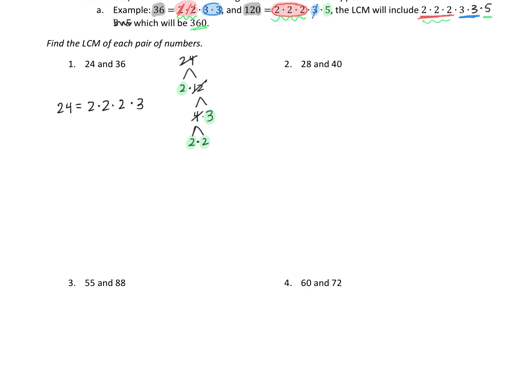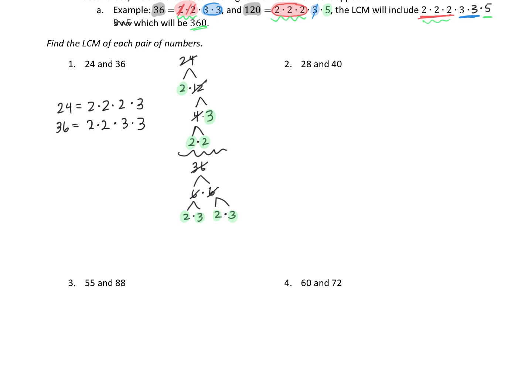And now we're going to do the same thing for 36. So it's important to make 2 lists. You make one list for each number, and then you compare them. So 36 I could break down into 6 times 6. 6 can break down into 2 times 3 for both 6's. And then 2 and 3 are both prime. So that's the end of that one. So I'm going to make my list of prime factors for 36. I have 2 2's and I have 2 3's.